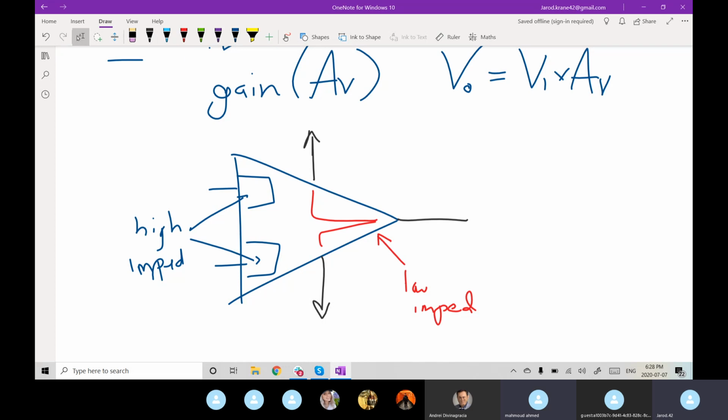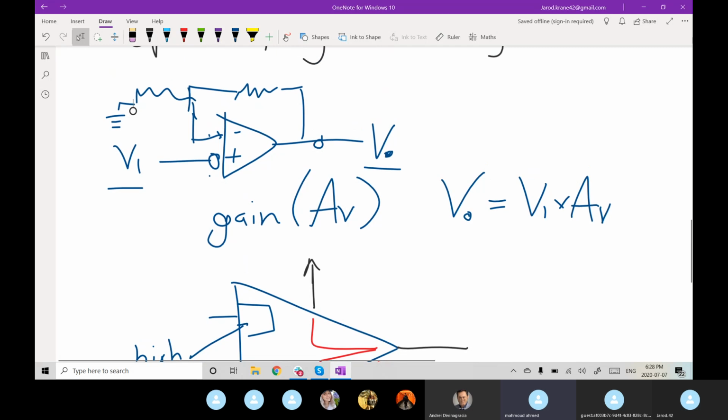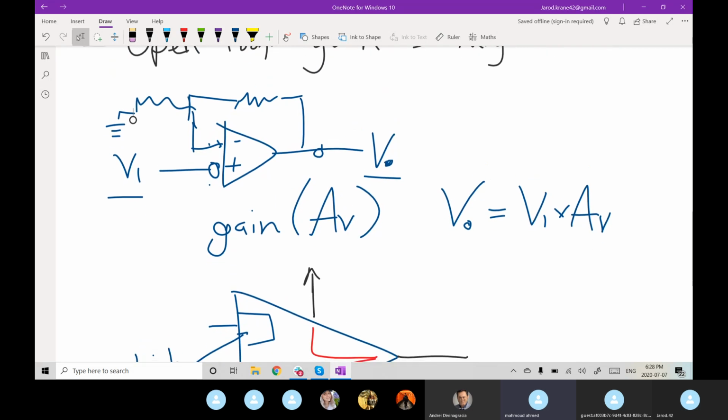How would it affect the rest of the circuit if it was high impedance? Like, what does low impedance affect?